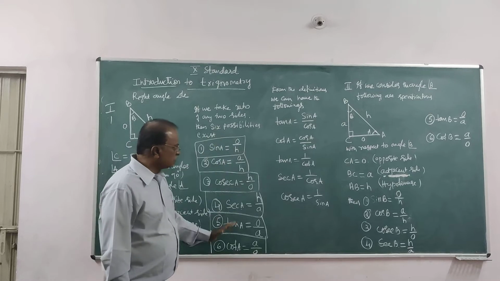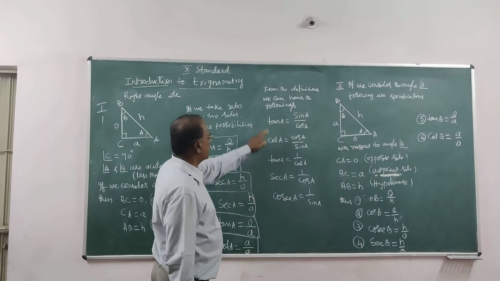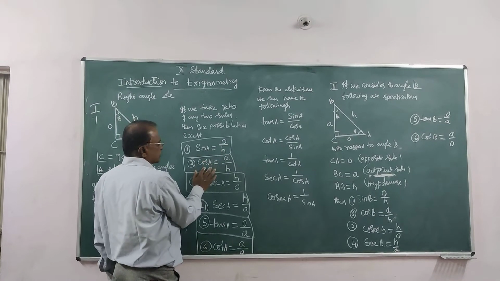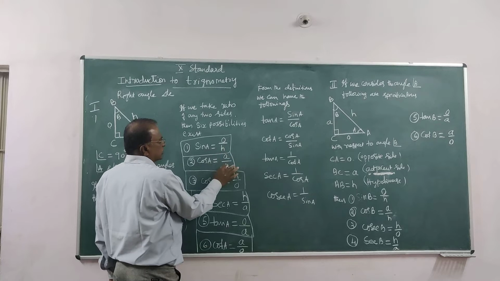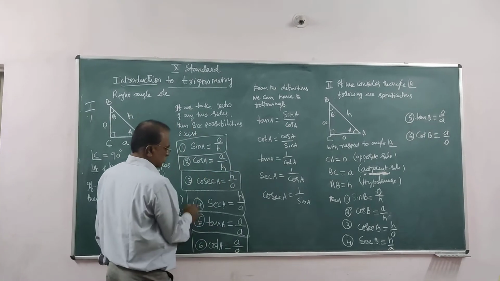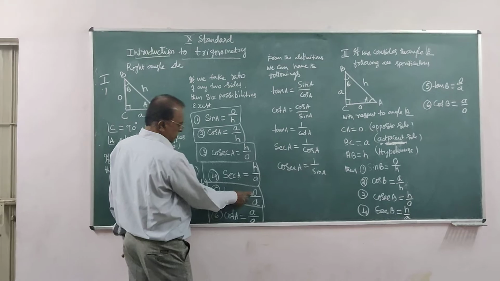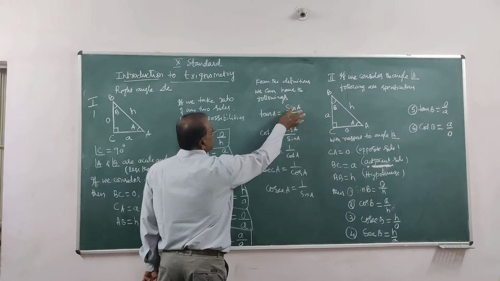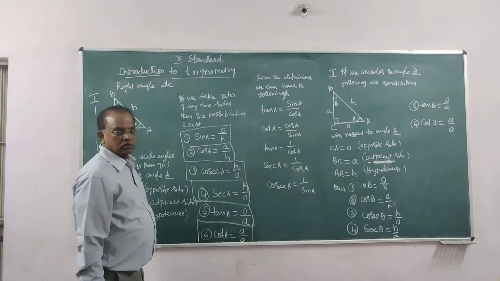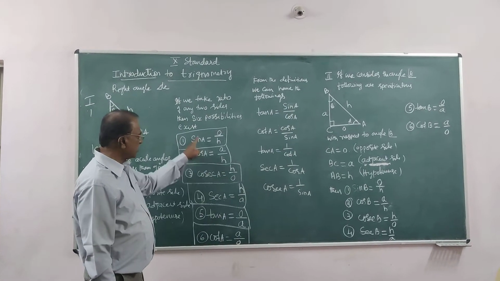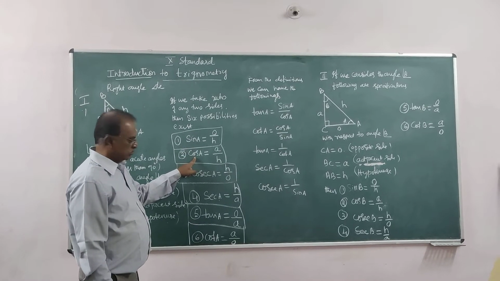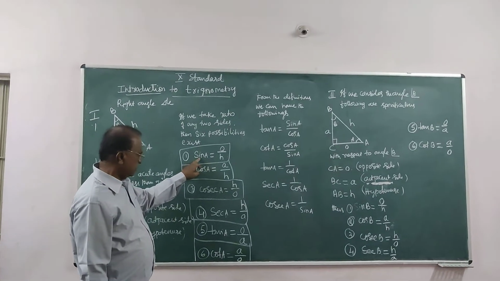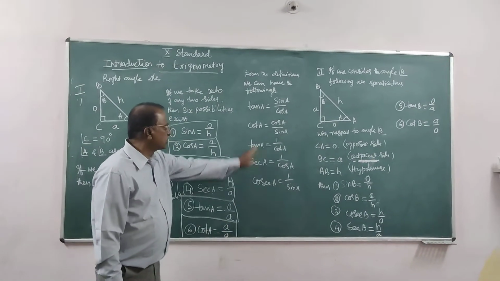From these definitions, we can derive relations, because look at this right hand side. If we take sine by cos, this divided by this, it becomes O by A. Therefore, tan A is equal to sine by cos. This is how tan A is related to sine and cos. Similarly, if we divide this by this, it becomes A by O. It is cot A.